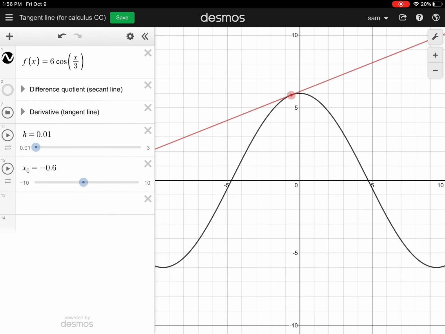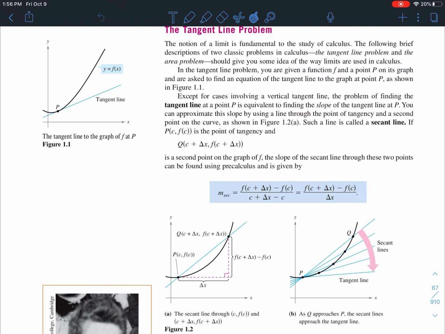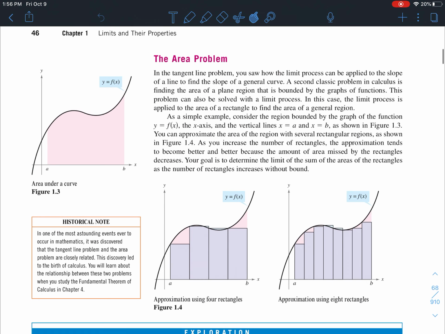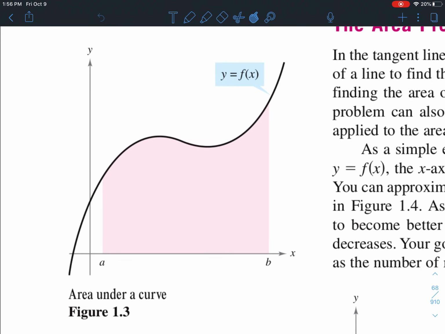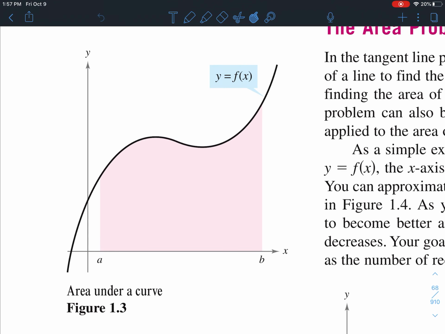And the other main concept I want to introduce here is the area problem, which is down here. This also uses limits. Everything in calculus pretty much uses limits. And this uses infinite sums too, which is also another limit. But the idea here is we want to find the area bounded between x equals a, x equals b, which are just two numbers, and then between some curve f of x and the x-axis, as shown with the shaded red region or pink region right here in figure 1.3.